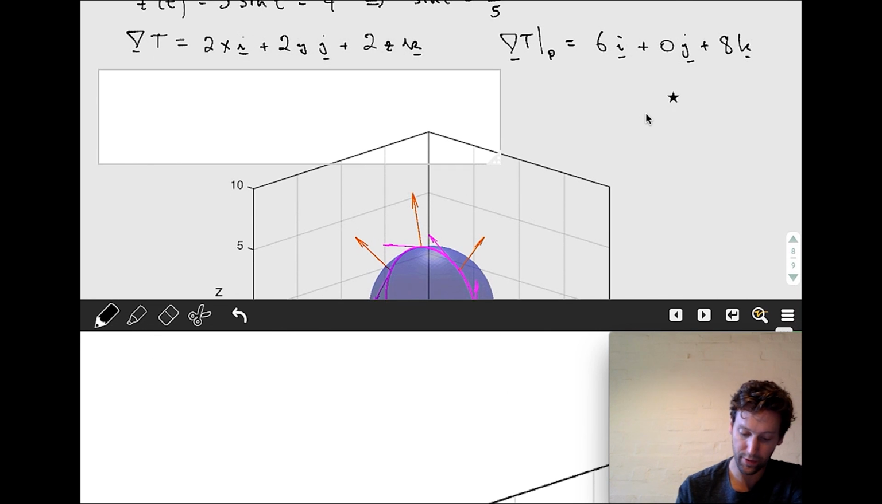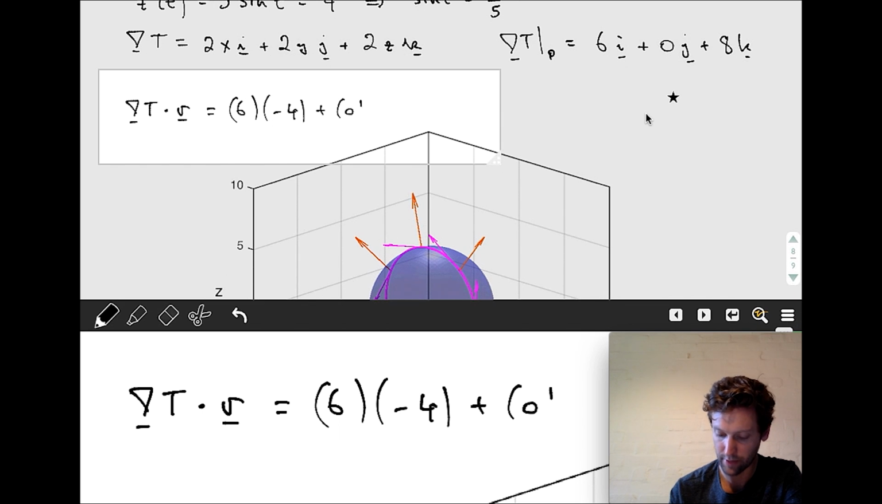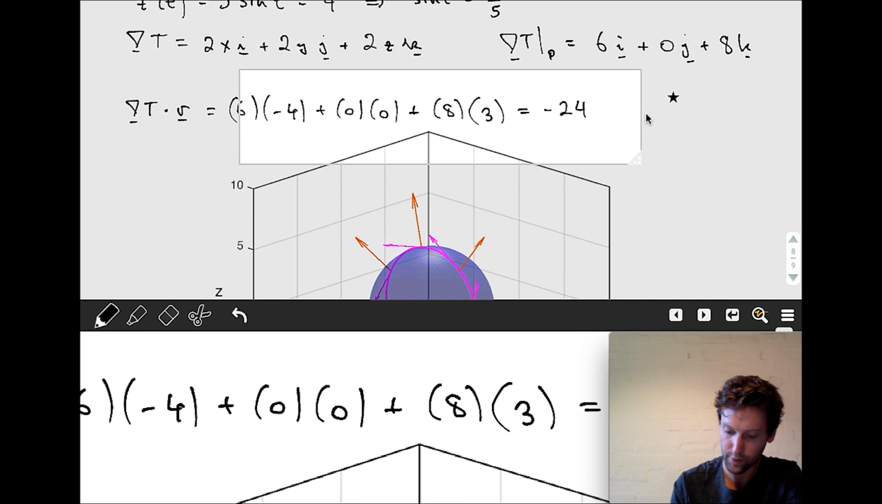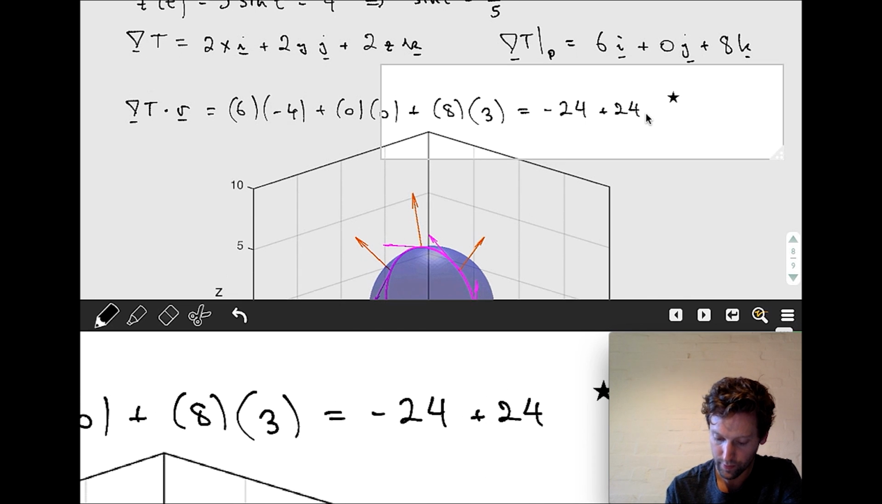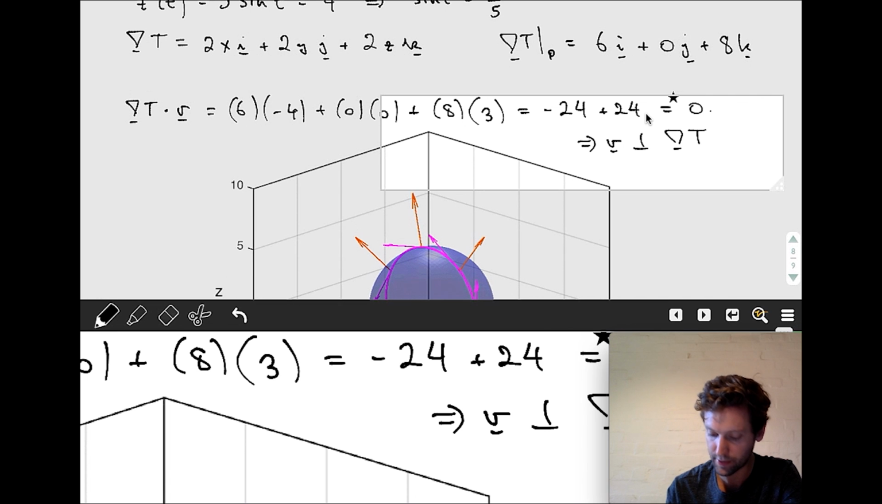So finally, I just need to prove that the gradient and the velocity vector are perpendicular to one another. I just need to calculate their dot product. So I've got 6 times minus 4, plus 0 times 0, plus 8 times 3. So I get minus 24 plus 24, which is equal to 0. So this means that the velocity vector is perpendicular to the gradient vector.